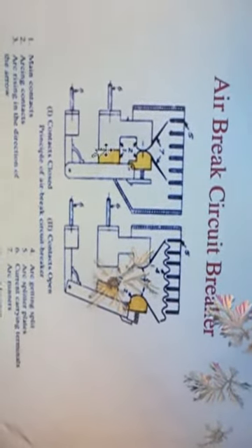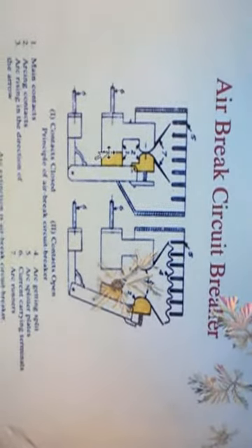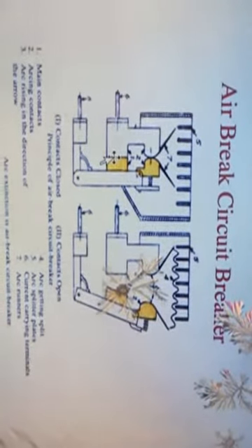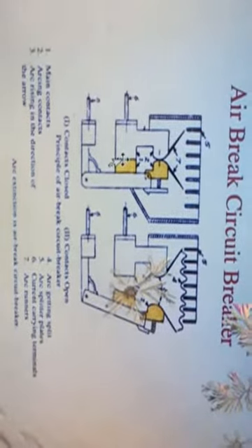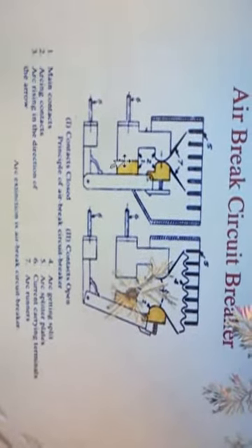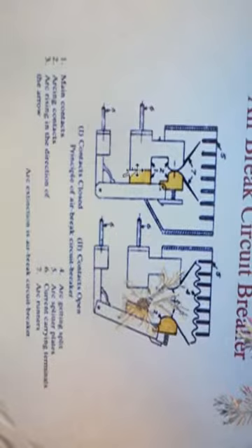So the voltage drop across the arc goes on increasing with the increase in the arc resistance, and at current zero, when the recovery voltage across the contact is less than the arc voltage, then the arc is extinguished. Then in this, arc runners are used.